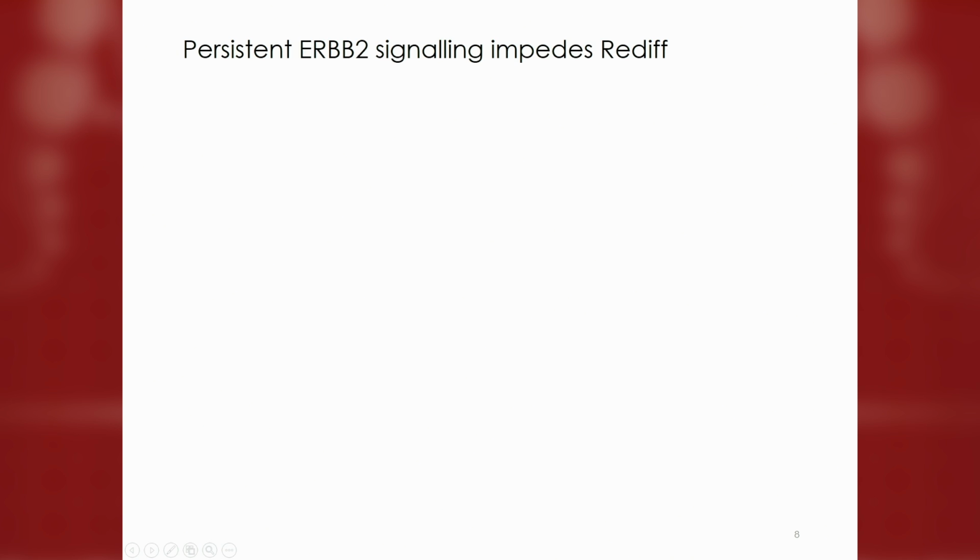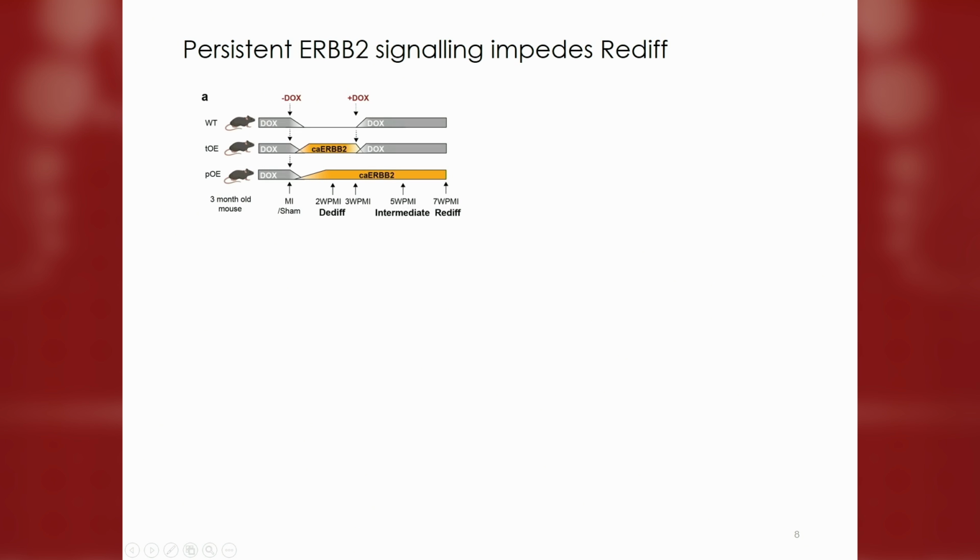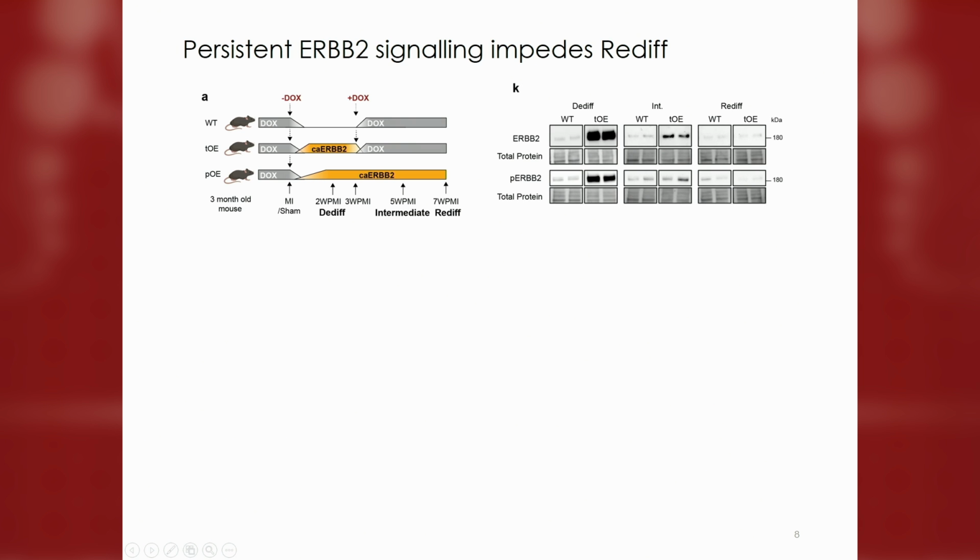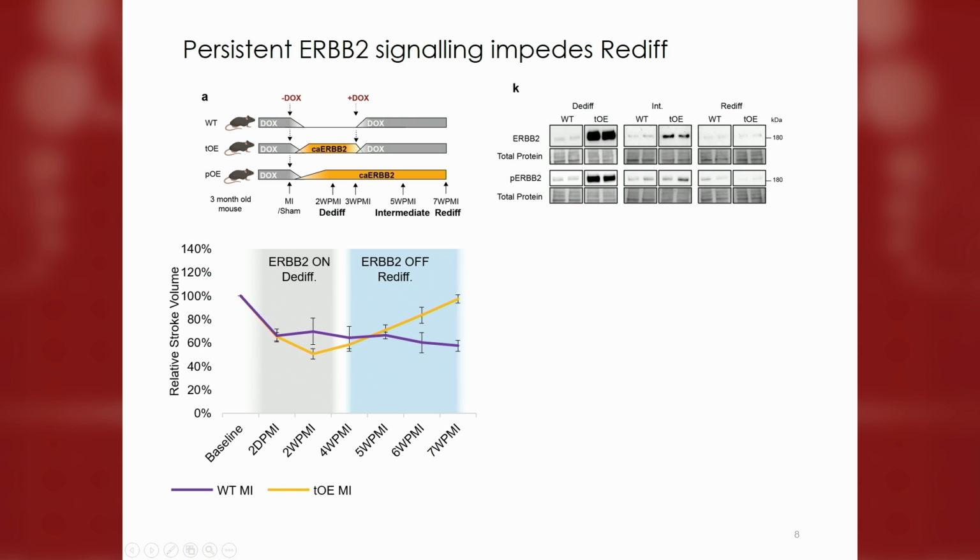First thing we asked is a very simple question: what happens if we keep ERBB2 on, persistent ERBB2 on? As I said, this is not good, and you can actually see that. So this is the short transient activation of ERBB2 here in yellow.